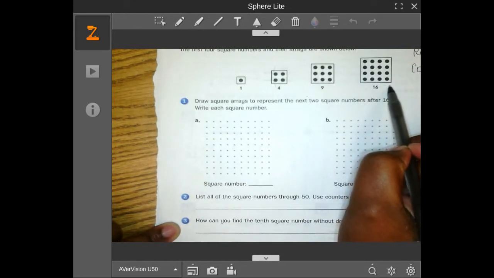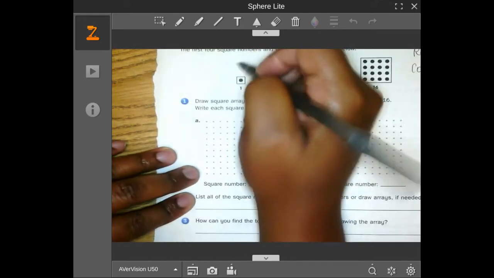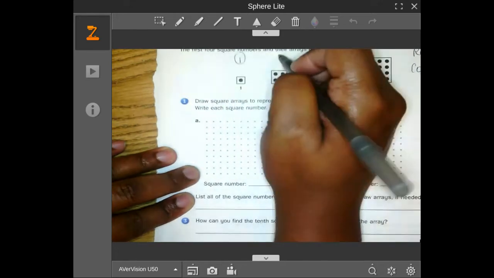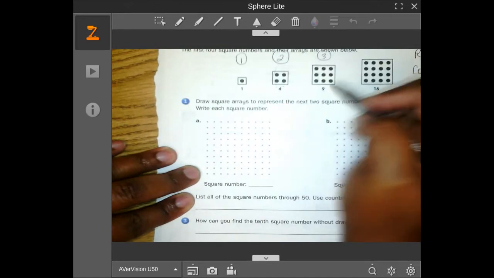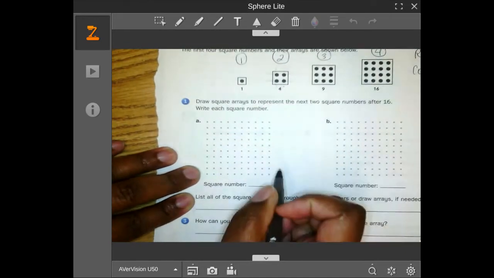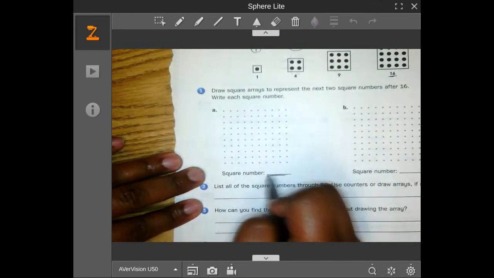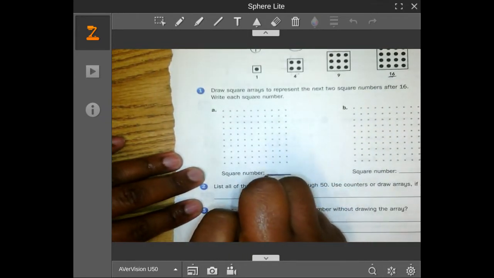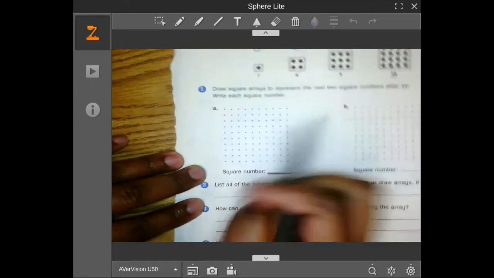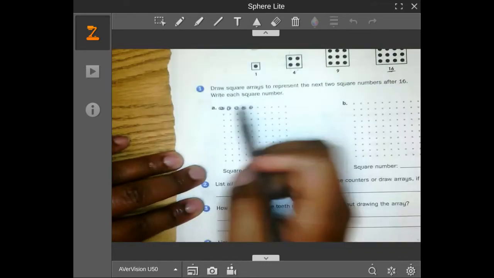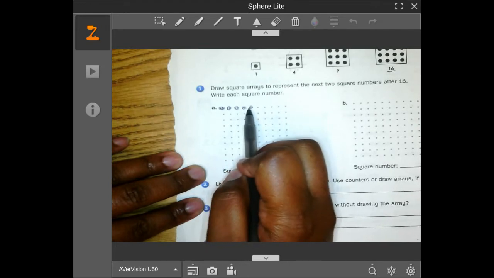How can we determine the next number? Let's think about it. We had 1 row, 1 column. We had 2 rows and 2 columns. Then we had 3 rows and 3 columns, 4 rows and 4 columns. So even though we don't know the final answer, our square number, we know there are how many rows that would be next? Yes, 5. So let's start there. 1, 2, 3, 4, 5.